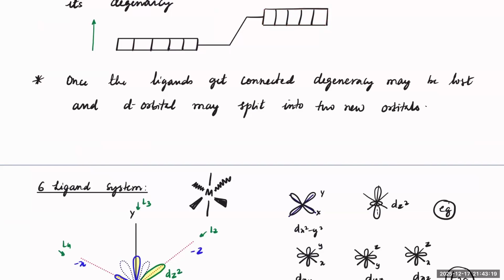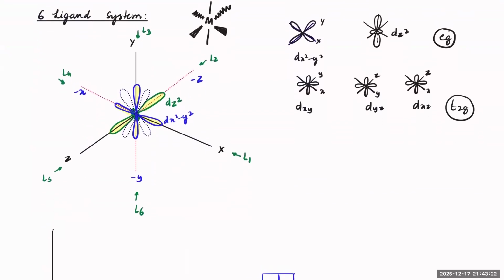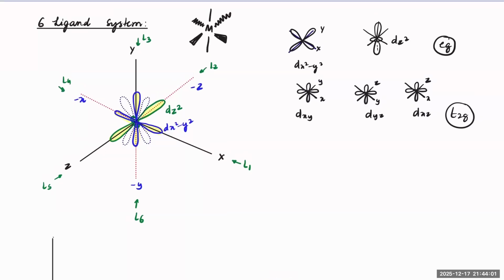Now, how the splitting happens depends on how many ligands are approaching. For instance, if there are 6 ligands approaching the metal, the uniformity suggests that 6 ligands will be best arranged in the geometry of octahedral, which means if this is a central metal, we can expect the ligands to approach from all 6 directions of the Cartesian coordinates. So one from x and minus x, y and minus y, z and minus z. Now you notice this.